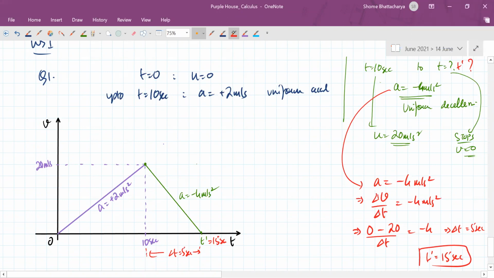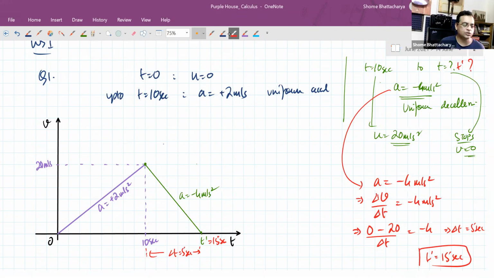Yes, sir. Okay, now see that last part of the question was asking what should be the instantaneous velocity at this time, 12 seconds. So I want to find the value of the y coordinate of this graph at 12 seconds. I want to find what this v12 is. So can you tell me what is the best method of doing this now?